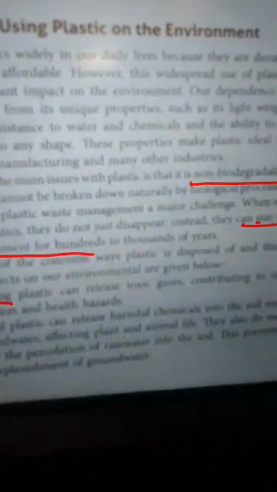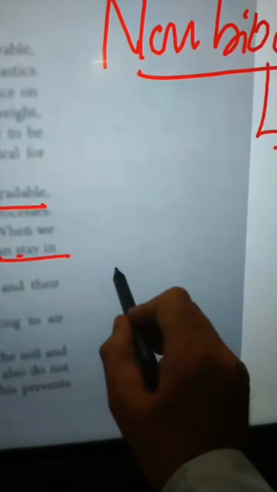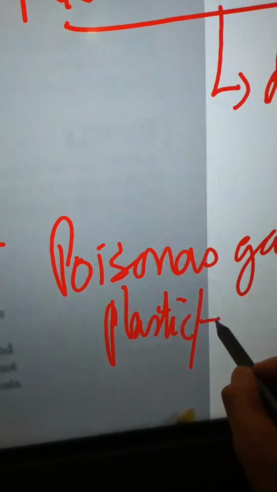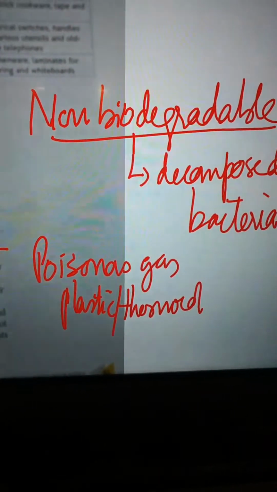So some of the common ways plastic is thrown out. Mostly, what do you do when you see plastic around? Mostly people burn it. When you burn plastic, which is bad, it gives out poisonous gas. So we should never burn plastic, as it contributes to air pollution. Whenever you see anyone burning plastic, stop them. Especially plastic, polythene or thermocol, never. Thermocol should not be burned, because when you burn thermocol, it gives out very poisonous gas which can kill people.